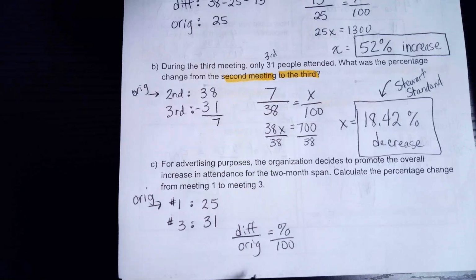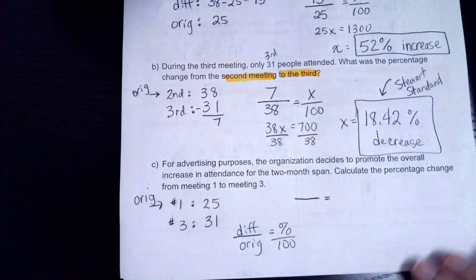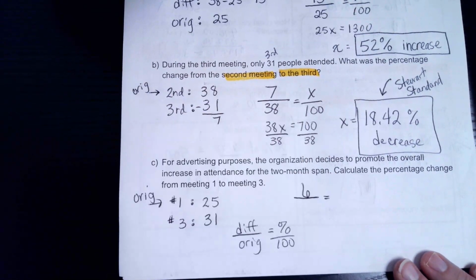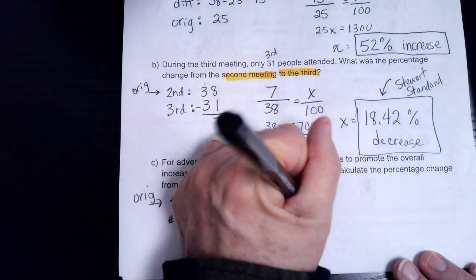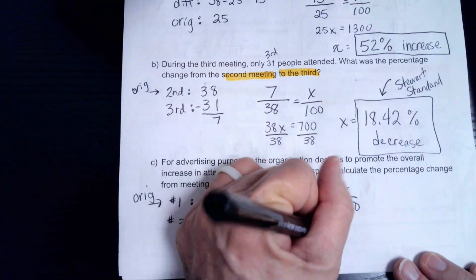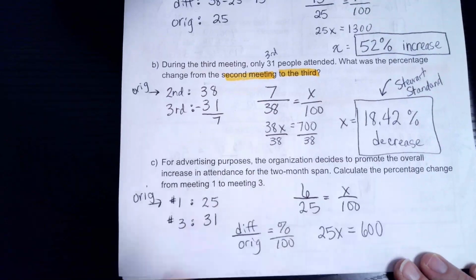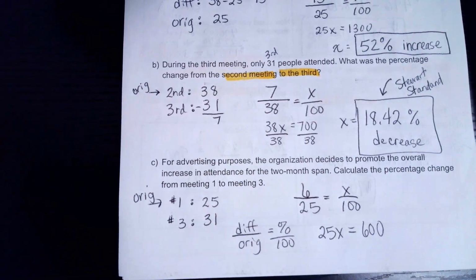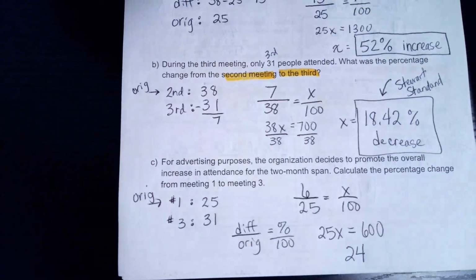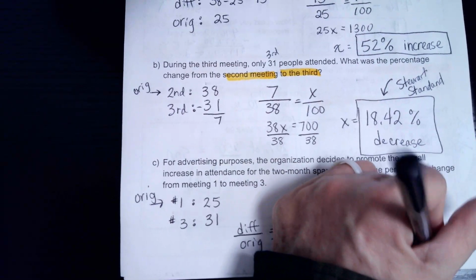So, what's the difference that you're getting between the 25 and 31? You might even do that in your head. What's the original? Equals x over 100. 25x equals 600. That should divide very nicely. 24% increase.